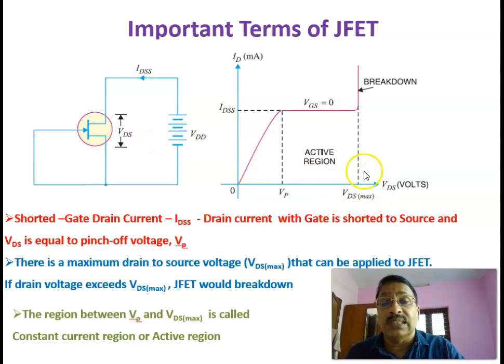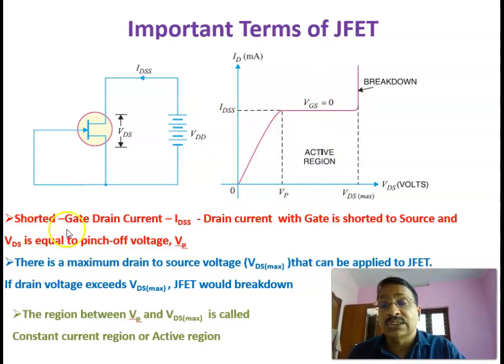Above that, if the voltage comes, the device will break down, and this is the breakdown region in which the device breaks down. Therefore, this is the maximum. One specification is VDS max, similarly VP, and IDSS corresponds to VGS equals 0. These are some parameters of the junction field effect transistor.